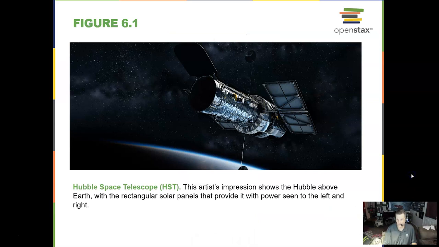First, we take a look at the Hubble Space Telescope. This has been in space since 1990, coming up on 30 years in space, and it will soon be replaced.